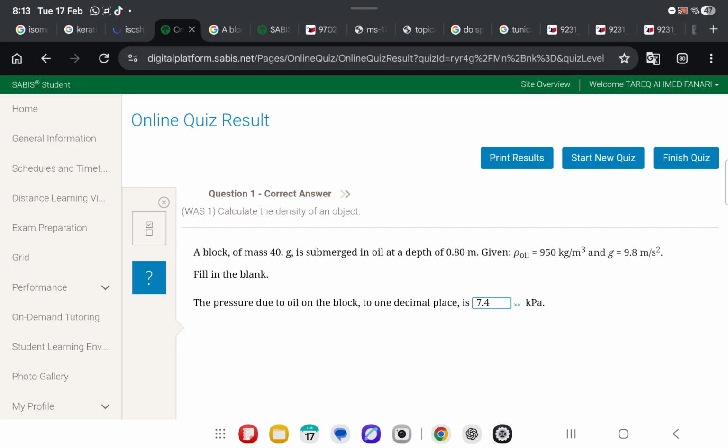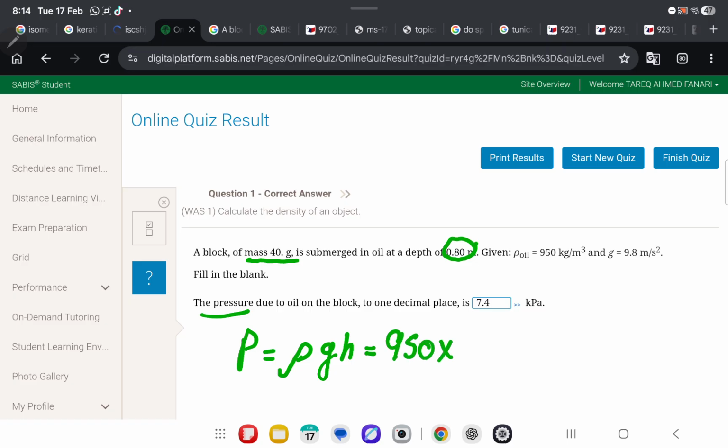Question 1 states that a block of mass 40 grams is submerged in oil at a depth of 80 meters. Given the density of oil, rho, is 950 kilogram per meter cubed, and g is 9.8. The basic formula is pressure equals rho g h. We have all of these values: rho is 950, g is 9.8, and h is 0.8.